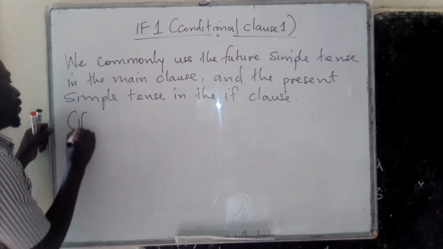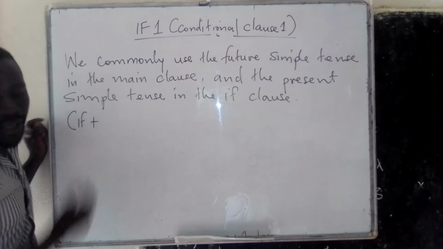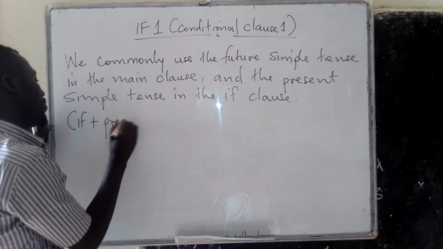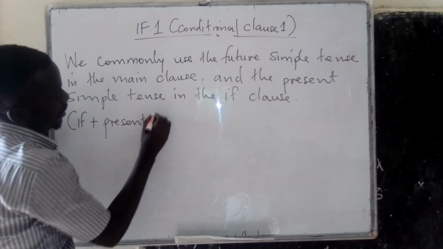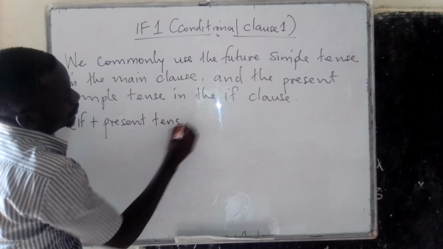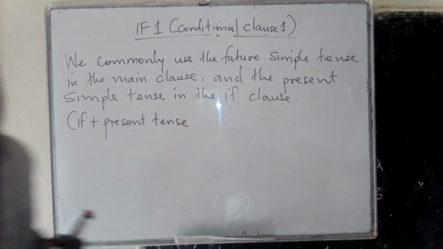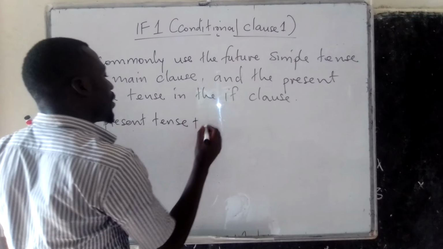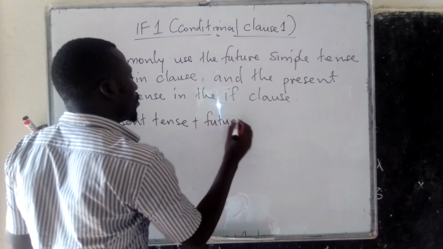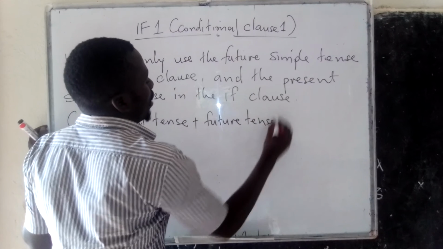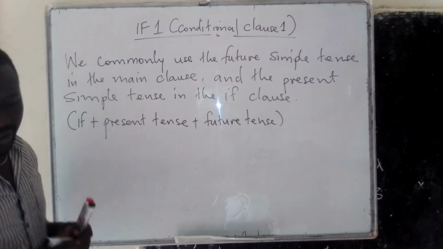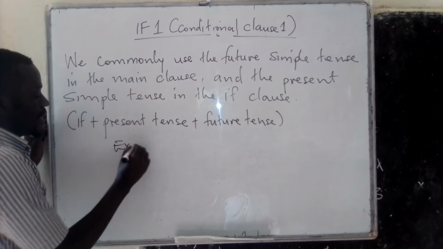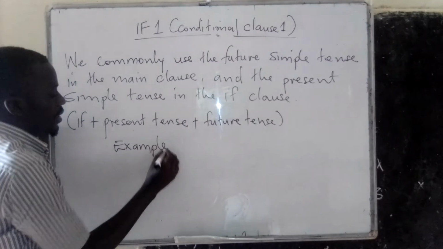We have the if clause plus the present simple tense, then we have the future tense. This is how I can summarize that statement there. Now, I will give you an example that will elaborate for us that explanation you have seen there.